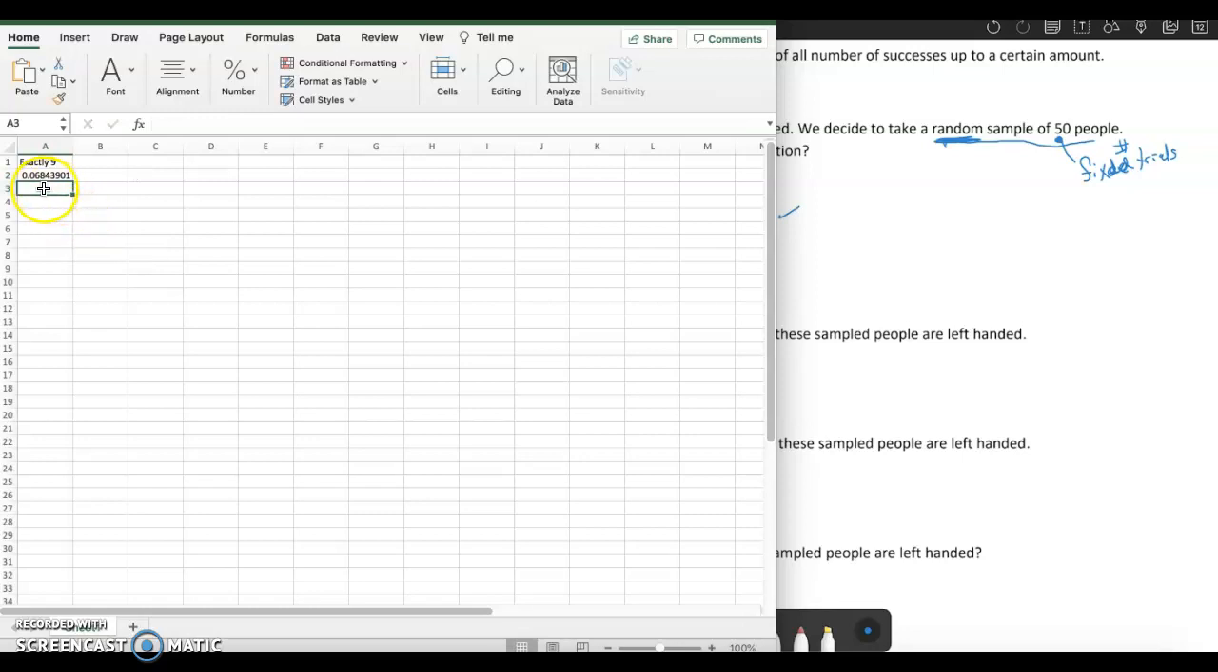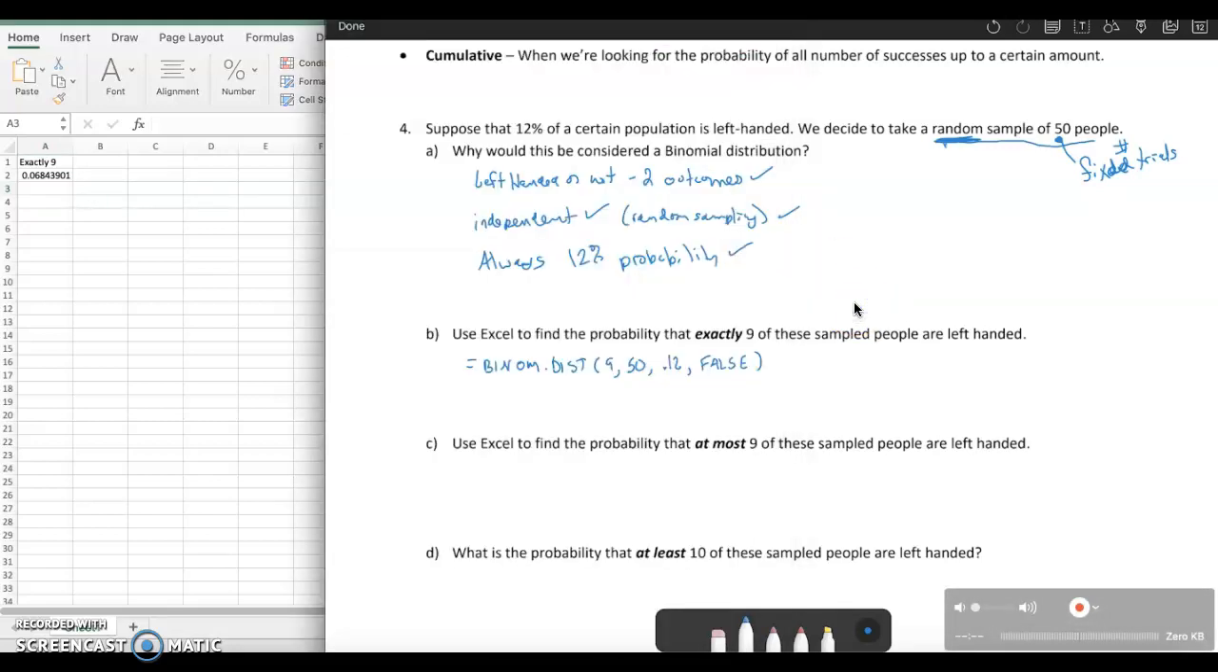Usually 4 decimal places is the accepted amount of rounding, but do check your directions on your problems. I'm going to keep this as 0.0684, and that's how I'm going to give the answer, 0.0684. Or if I want to think about that, there's about a 6.84% probability that out of 50 randomly sampled people, exactly 9 of them would come out left-handed.